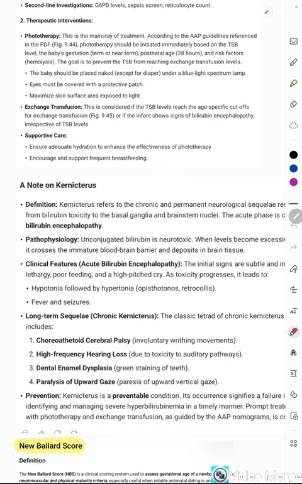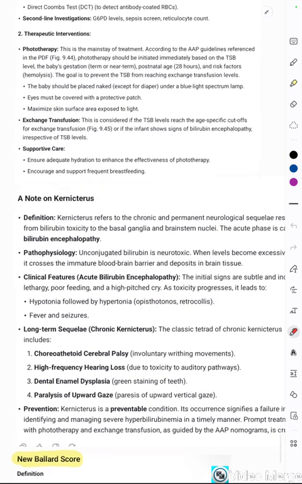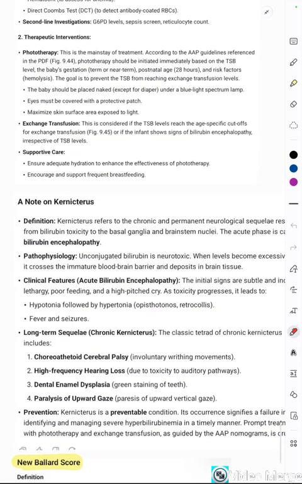Acute bilirubin encephalopathy presents as hypotonia followed by hypertonia with a shrill cry or high-pitched cry. Here, opisthotonus and retrocollis are seen along with fever and seizures. In case of chronic kernicterus, the features are choreoathetoid cerebral palsy, where involuntary ringing movements or writhing movements of the hands and legs happen. Then high-frequency hearing loss, dental enamel dysplasia, that is greenish discoloration of the tooth, and paralysis of the upward gaze.